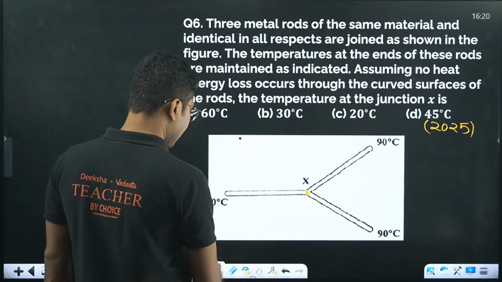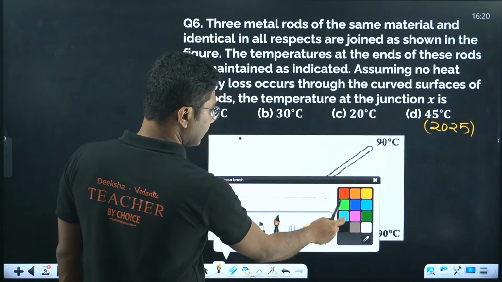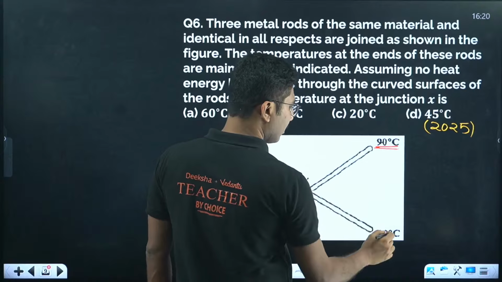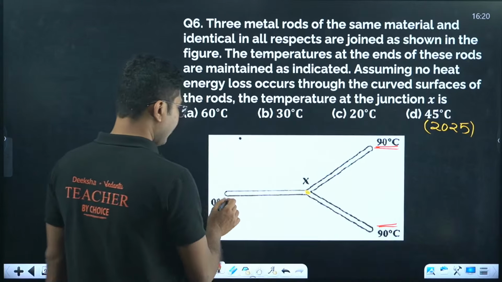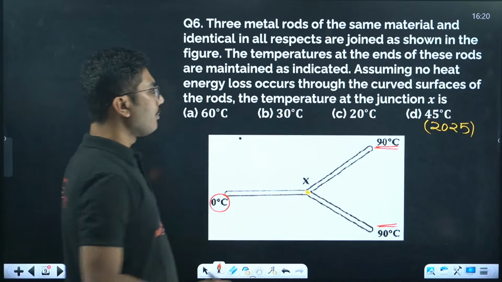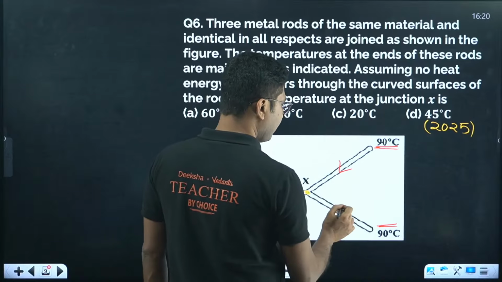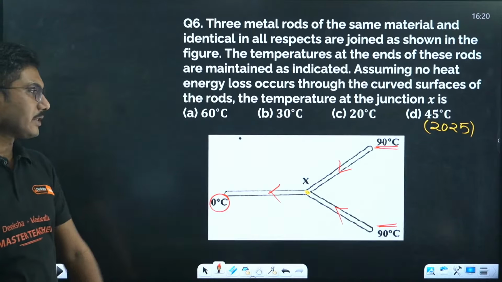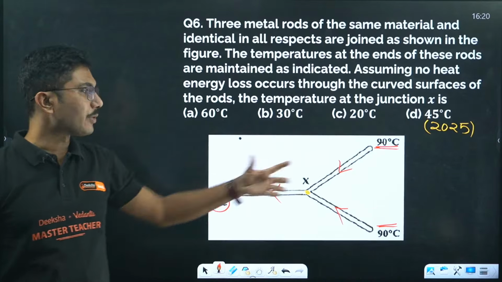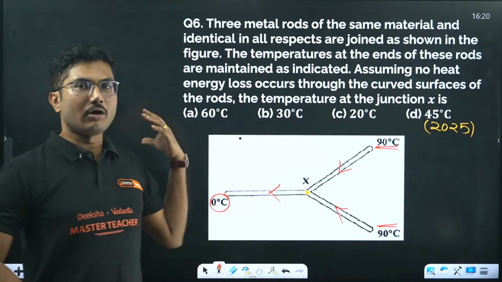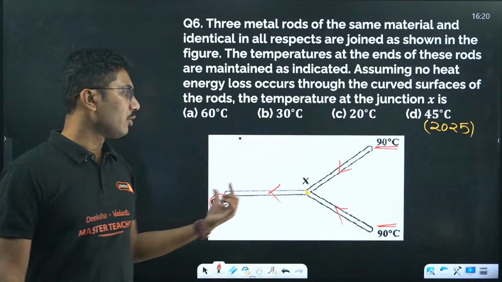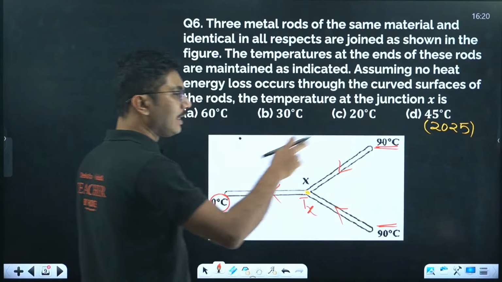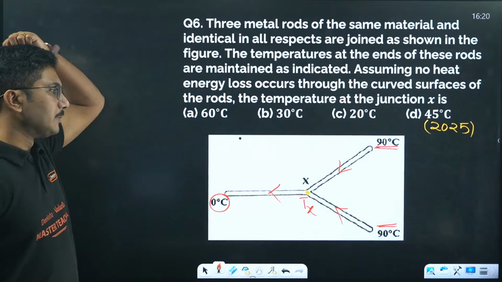If you see the diagram carefully, you will see that here we have 90 degrees Celsius, here also 90 degrees Celsius, here we have 0 degrees Celsius. So some heat is coming from this side, some heat is coming from this side, and combined heat is going in this direction. Obviously, heat always flows from higher temperature to lower temperature. The temperature of this junction Tx must be in between 90 and 0, right?